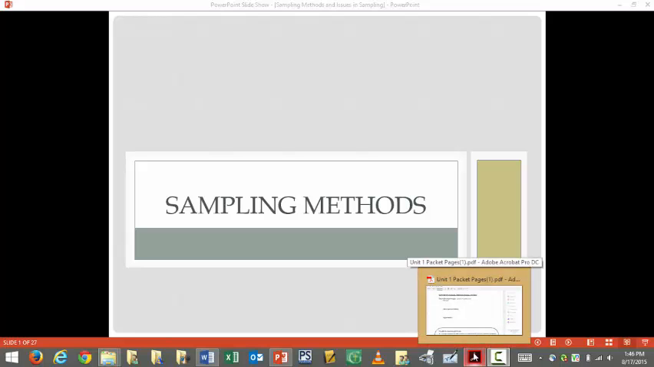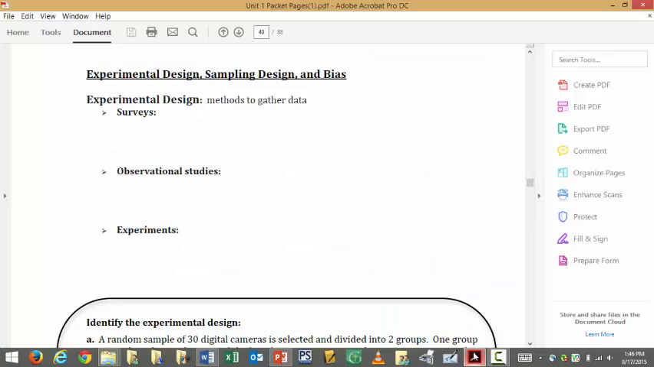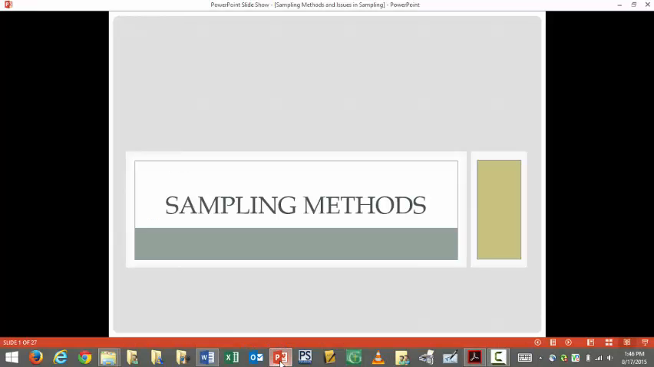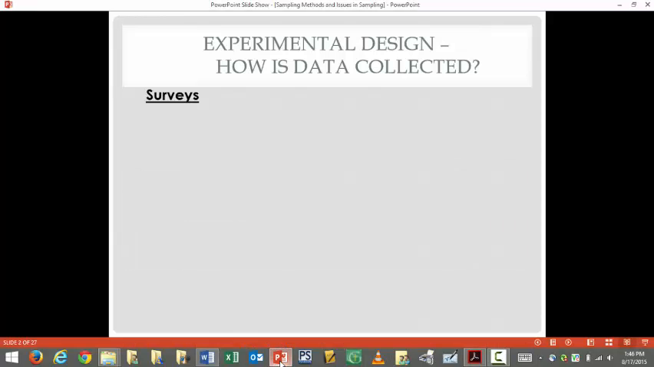So we're going to start this thing off talking about how we're collecting our data. The packet that you were given in class, we're going to start right here on this page. It's talking about some of the different ways to gather data, or what's called our experimental design. There are basically three ways to collect data.